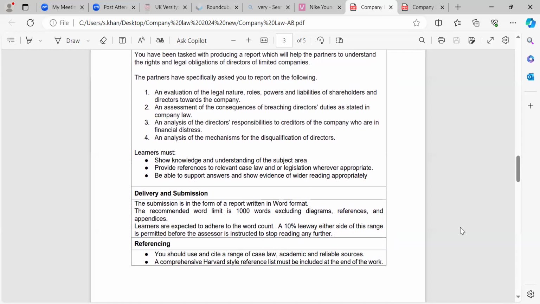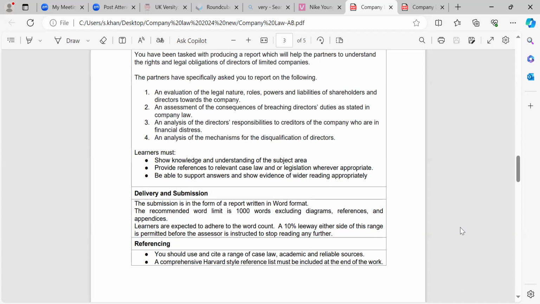Learners must show knowledge and understanding of the subject area. You must provide references to relevant case law or legislation wherever appropriate, and you must be able to support answers and show evidence of wider reading appropriately. Again, the submission is by way of a report in a Word document, so it all needs to be in a Word format. Okay, and all the tasks need to be in one document.